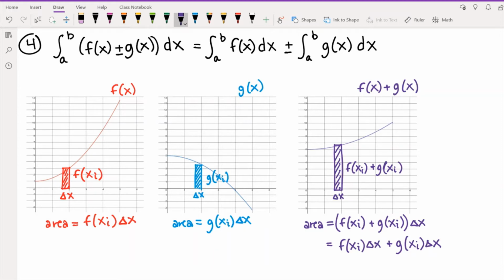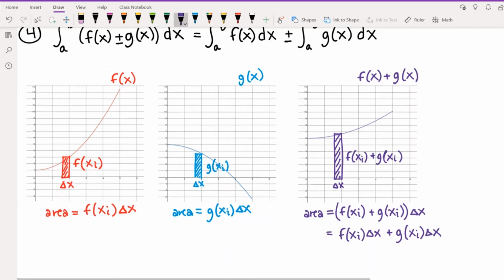Like literally, if you took this red rectangle and stacked it on top of the blue rectangle, you would get the purple rectangle. And because that's where the integral comes from, this idea of adding up all these rectangles, that's why the additive property works the way it should, right? You just add up two different rectangles and get the sum of those two rectangles, as you would hope it would work out.